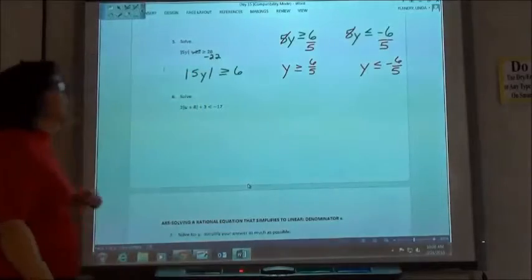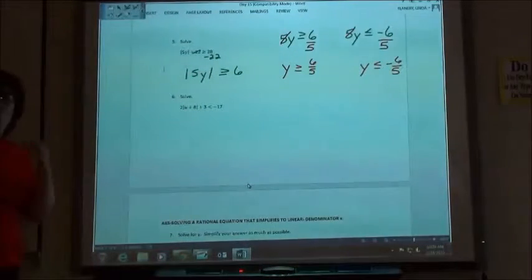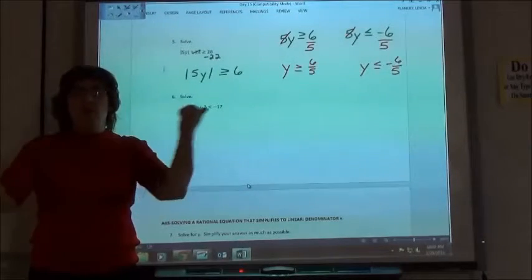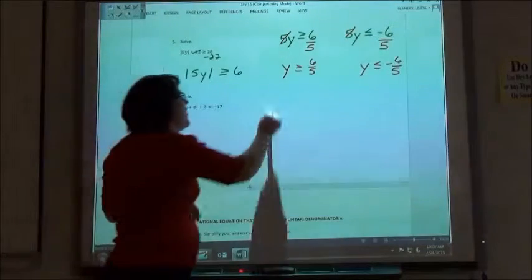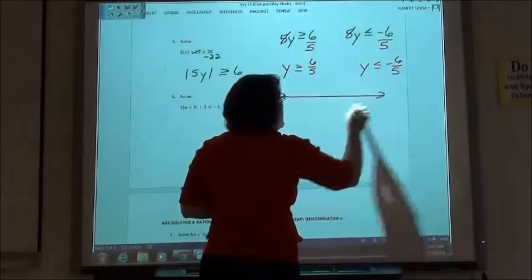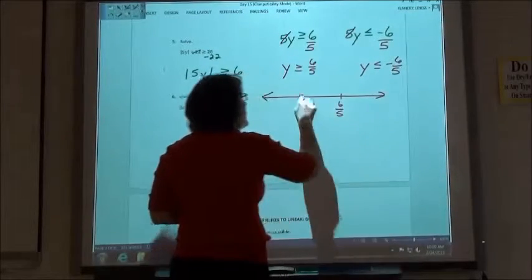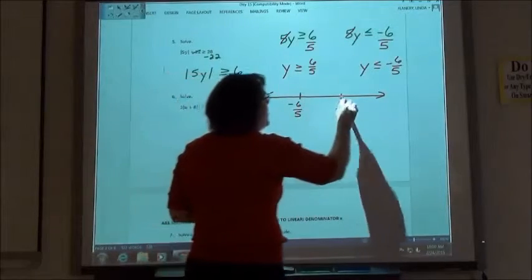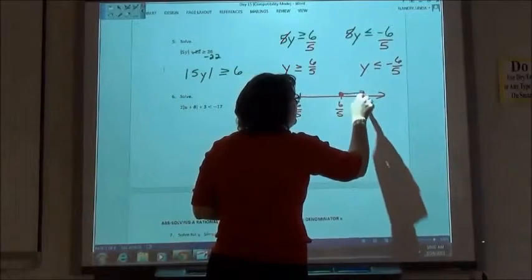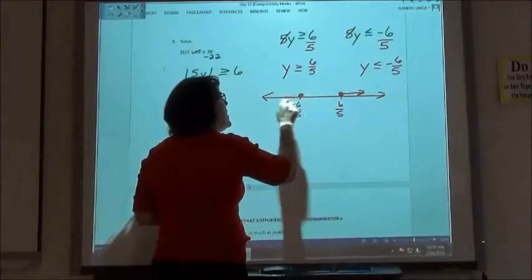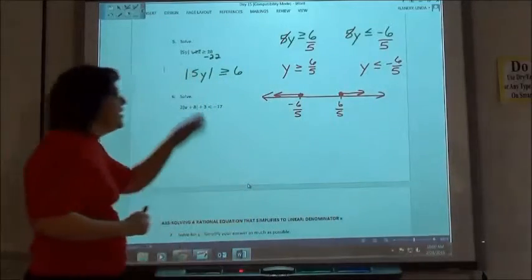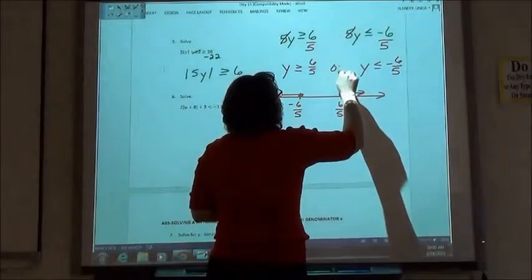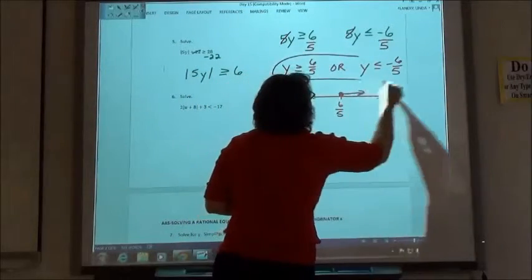I then have to decide, am I connecting those with the and or the or? And is when you shade in the middle, or is when you shade the opposite direction. So if I just think of my number line, positive 6/5 would be on this side, negative 6/5 would be on this side. I am greater than my positive 6/5. I am less than or equal to my negative 6/5. So I ended up shading the 2 opposite sides. I'm going to connect those with the word or.